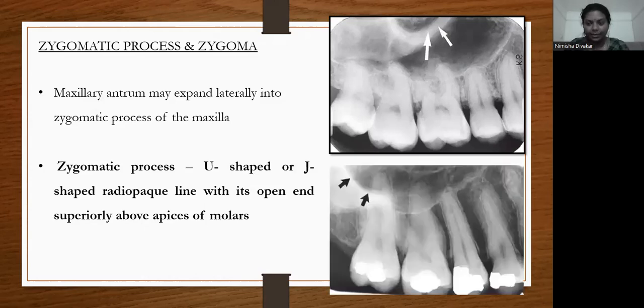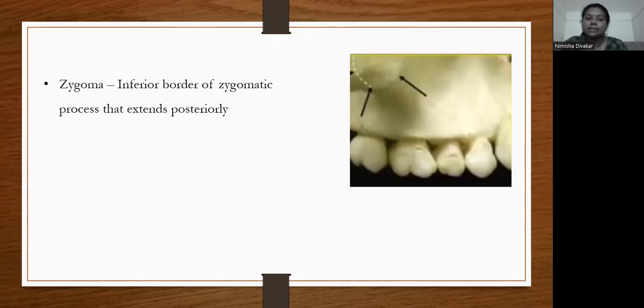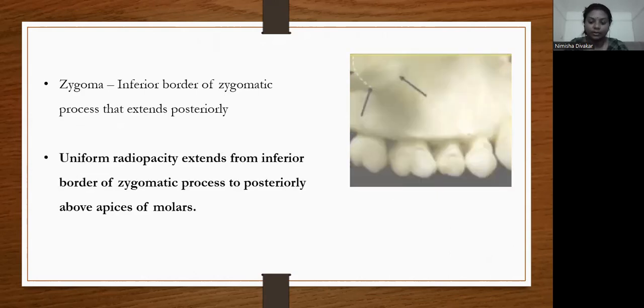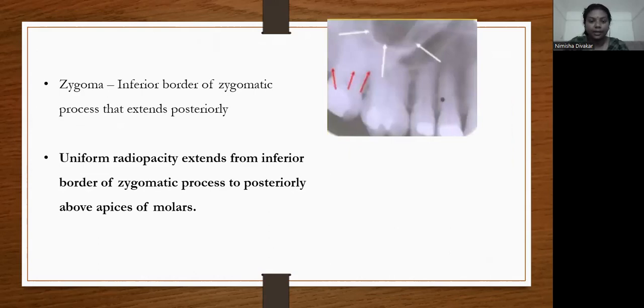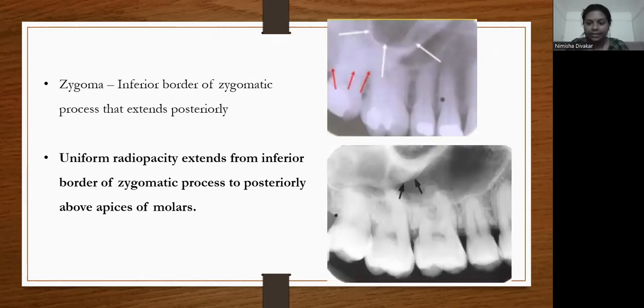It is denoted by a white arrow in the first one, and in the second one it is denoted by a black arrow. So zygoma is the inferior border of zygomatic process which extends posteriorly, and in the radiograph it is seen as a uniform radiopacity which extends from the inferior border of zygomatic process posteriorly above the apex of the molar. In the radiograph, the white arrow denotes the inferior border of zygomatic process and the red arrow denotes the zygoma. You can see from the inferior border of zygomatic process, there is a posterior extension, which is the zygoma.